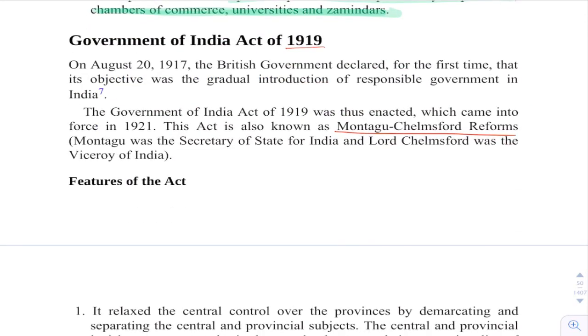Then you have the next act, which is the Government of India Act of 1919, also called the Montague-Chelmsford reforms. We'll see a bit of background, which says that on August 20, 1917, the British government declared for the first time that its objective was the gradual introduction of responsible government in India.